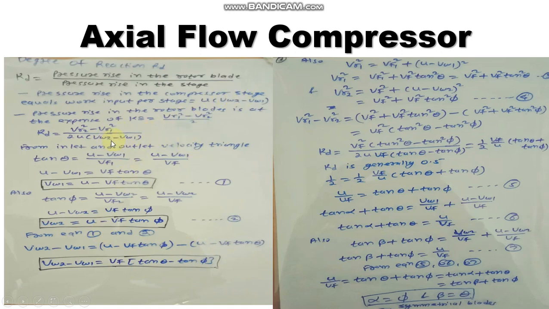Now we will find VR2 minus VR1. Again we are using Pythagoras theorem. By using Pythagoras theorem, we will find VR1 first.